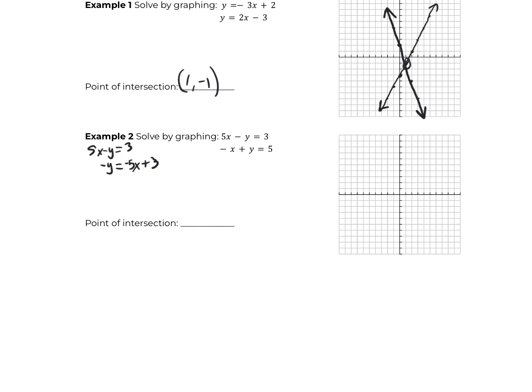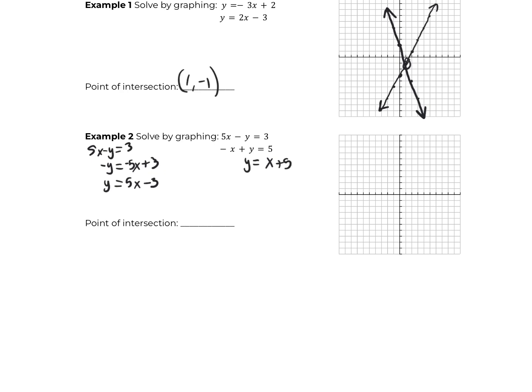I don't want negative y though, I need y by itself, so I got to divide by negative 1. So negative 5 divided by negative 1 is positive 5x. 3 divided by negative 1 is negative 3, so I end up with y equals 5x minus 3. And then the second equation, negative x plus y, if I add an x to both sides, I get y equals x plus 5. So now I can graph this.